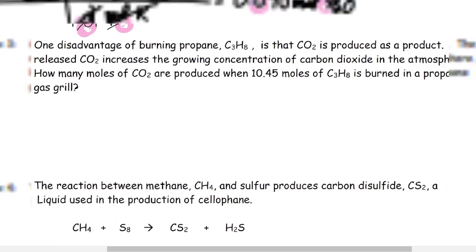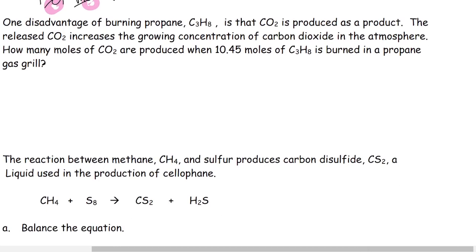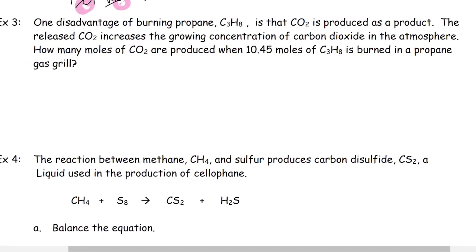3. So example 3 says, one disadvantage of burning propane, C3H8, is that carbon dioxide is produced as a product. The released carbon dioxide increases the growing concentration of carbon dioxide in the atmosphere. How many moles of CO2 are produced when 10.45 moles of C3H8 is burned in a propane gas grill? Grammar's maybe a little sketchy. You might say R. I don't know.